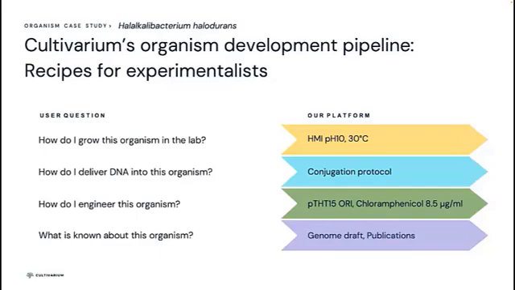So as a summary of the optimal conditions that we identified for this organism, we can provide information to answer all of those initial questions and suggest an optimal media composition and the temperature at which you should grow your cultures, a DNA delivery protocol, an origin of replication, the antibiotic marker, and the antibiotic concentration for the selection. And we also have some extra information that we host, like a draft genome and a list of publications for this specific strain.